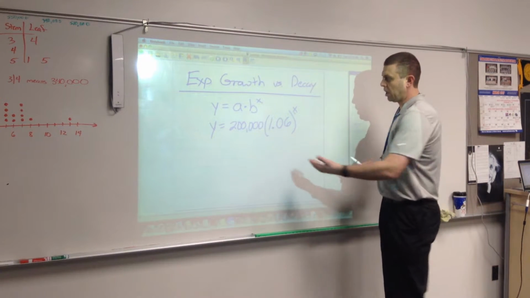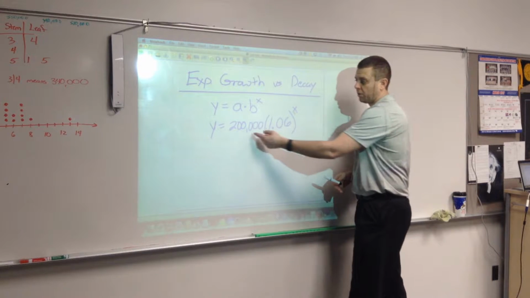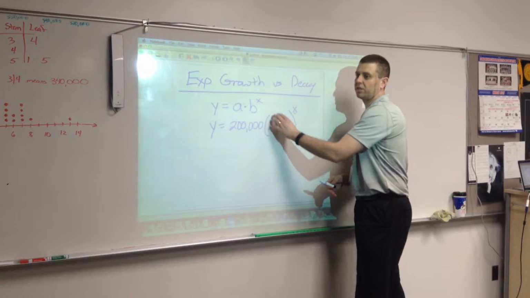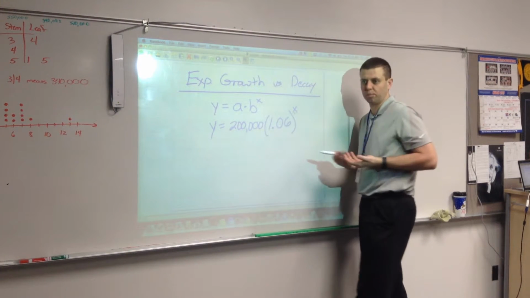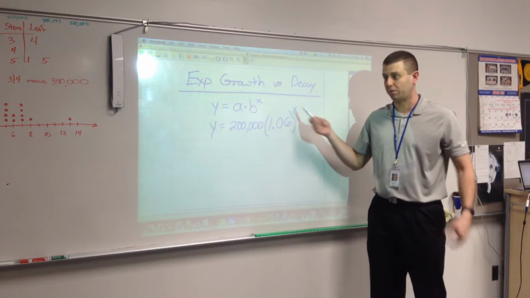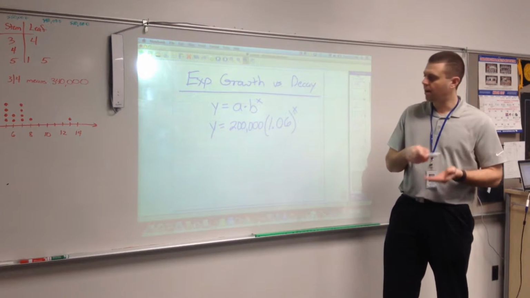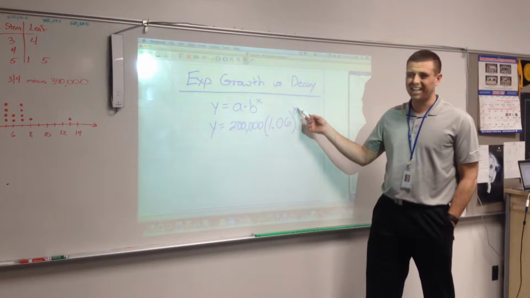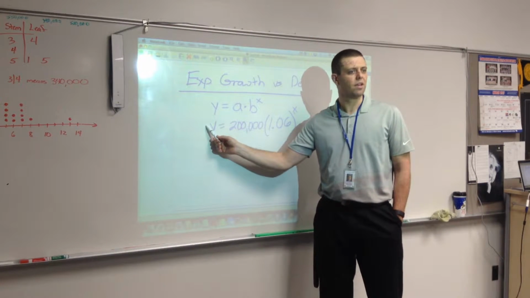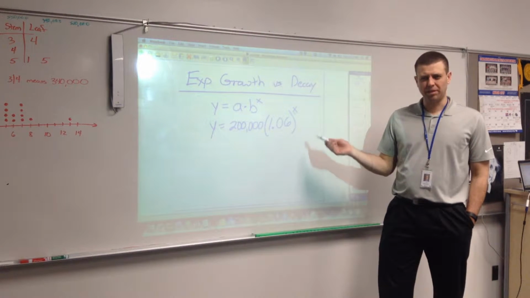So if you want to know, what's this house going to be worth in 5 years? Well, you need to take 200,000 times 1.06 times 1.06 times 1.06 times 1.06, because you multiply by 1.06 every year to see its new value, or you just raise it to the 5th power, much faster way to do it, instead of repeated multiplication over and over again. So if you plug in a 5 here for the years, you would figure out how much that house would be worth in 5 years. Does that make sense?